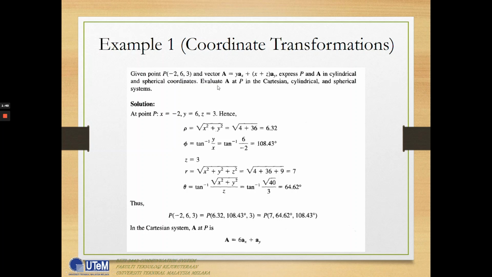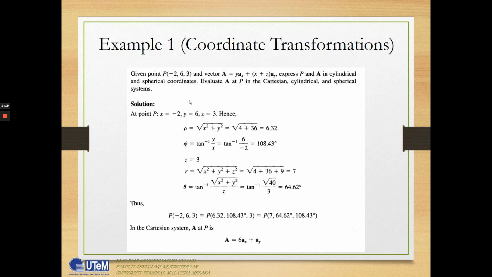So now we know that this is the rectangular coordinate system. They are asking us to evaluate A at P in the Cartesian, cylindrical and spherical systems. Remember, A at P. To do so, we will use many things we learned in our previous lectures theoretically: how to represent a point in different coordinate systems, and also how to represent a vector in different coordinate systems.